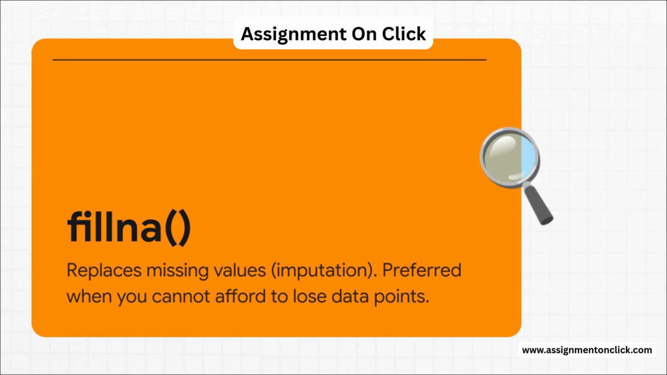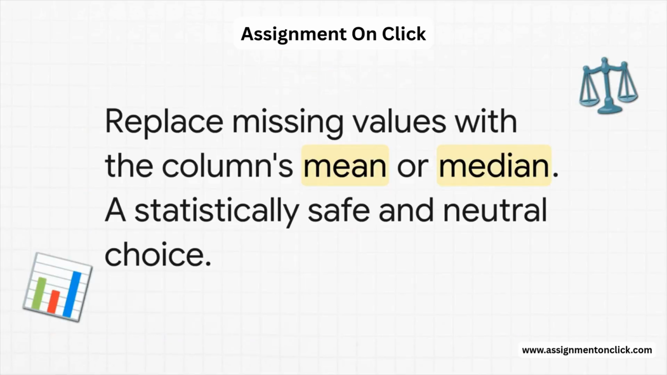And that brings us to our second tool, fillna. This function is all about reconstruction. So instead of just removing the data, you're making an educated guess to fill in those gaps. It's a much more nuanced approach for when you just can't afford to lose any of your data points. So how do you actually make that educated guess? Well, one of the most common ways is to just use the average value from that column, either the mean or the median. It's a pretty safe, neutral choice that usually doesn't skew your data too dramatically.